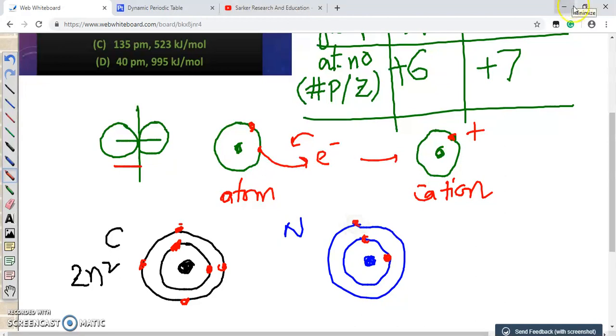So we will have 5 in the second shell: 1, 2, 3, 4 and 5. Okay, so these are the atoms. Now let us just write down how much nuclear charge each of them is having. We know that they have a positive 6 charge in the nucleus and a positive 7 charge in the nucleus. So this positive nuclear charge is attracting the electrons in both cases.